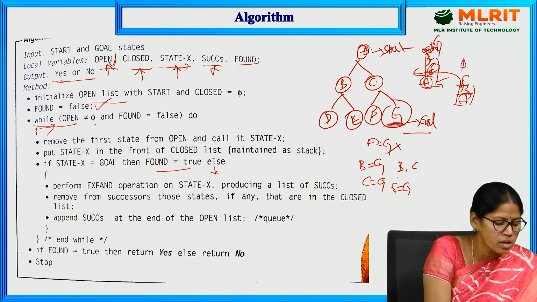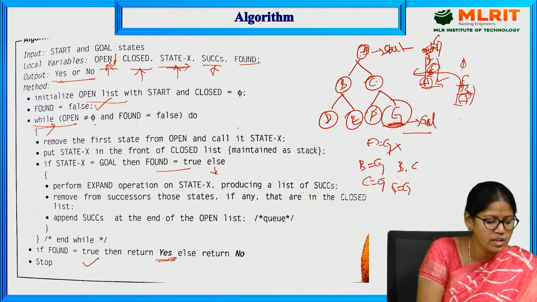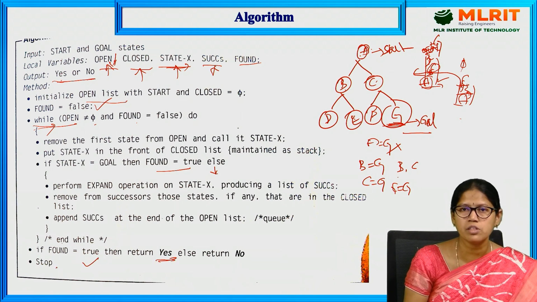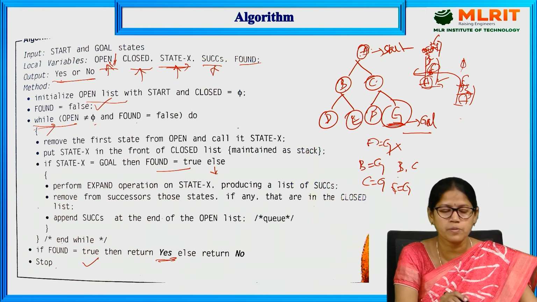It will come to the next block, end while. If found equal to true, yes, it is true. Then return yes and stop the algorithm. This is how the breadth first search algorithm works.